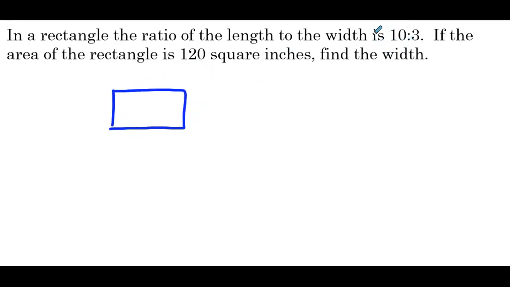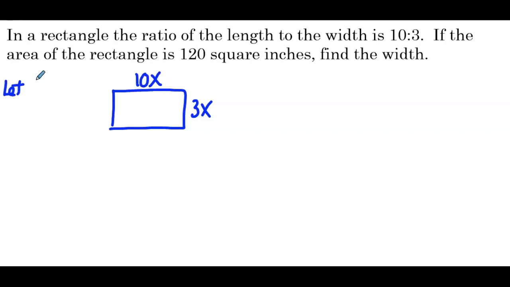So the way to deal with this ratio is create a factor of x, because we don't know that the length and width are 10 and 3 exactly. Maybe it's 20 and 6. Maybe it's 30 and 9. Right? Some multiple where if we reduce, we'd get a ratio of 10 to 3. So we can define the width as 3x and the length as 10x.